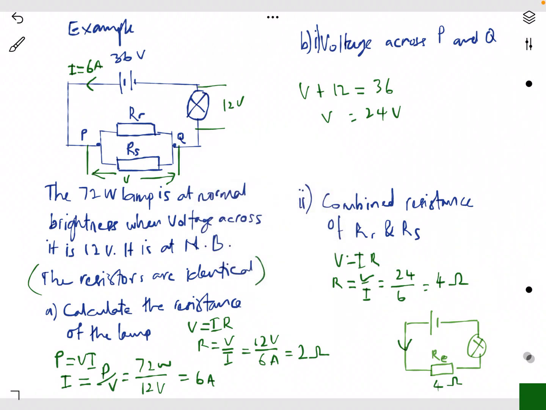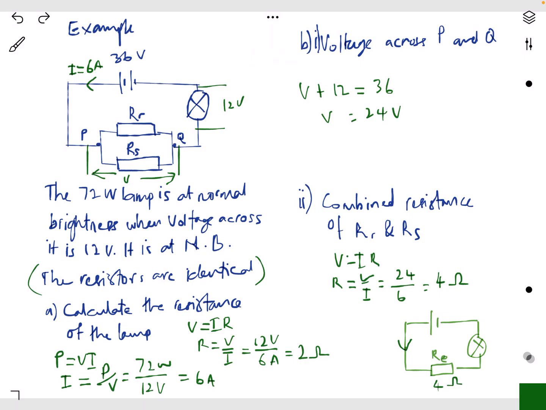Now we have another example. You have a circuit like this. The 72 watt lamp is at normal brightness when the voltage across it is 12 volt. Now you can see we have a lamp, and the power of the lamp is 72 watt. If we supply it with 12 volt, then it will be at normal brightness, and it is stated in the question here that it is at normal brightness, so we can say that the voltage across this lamp is 12 volt.